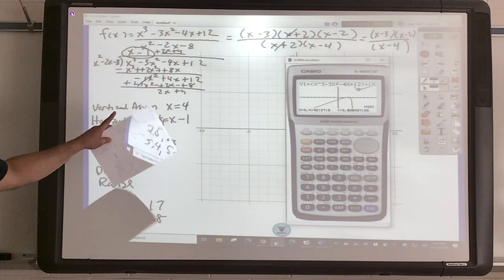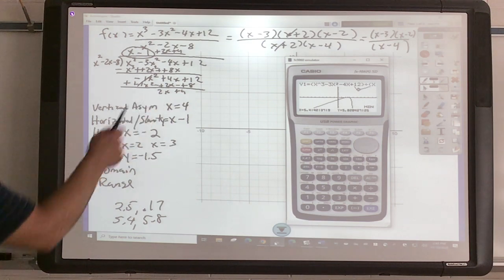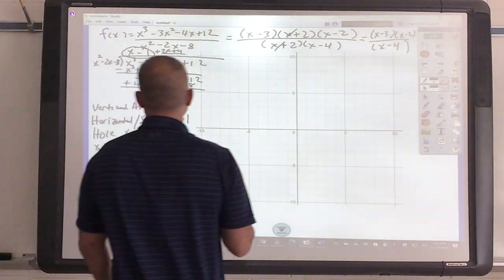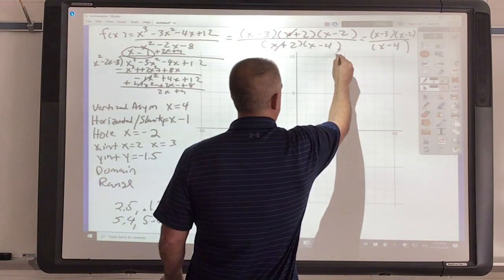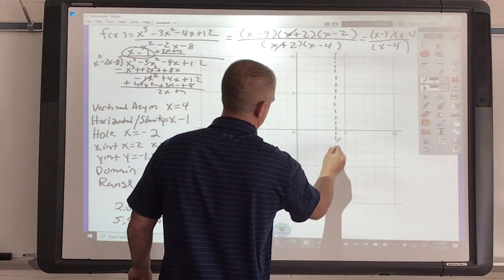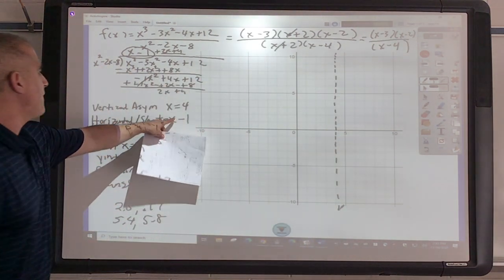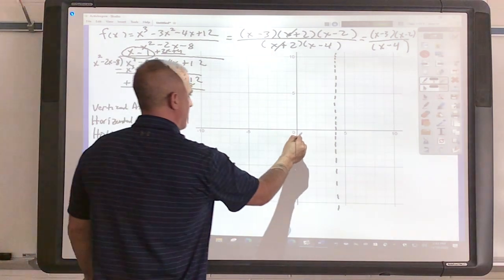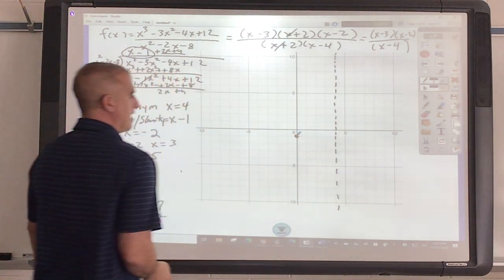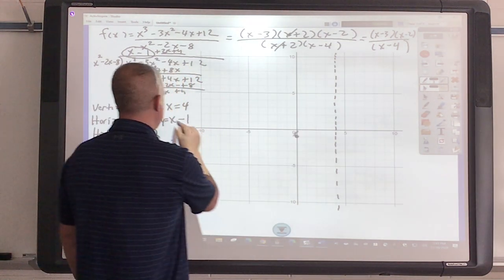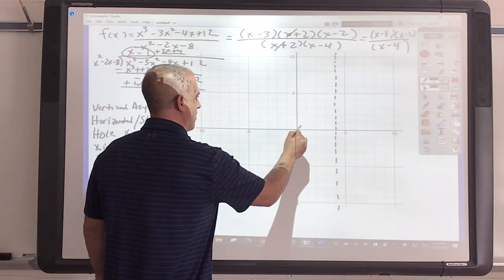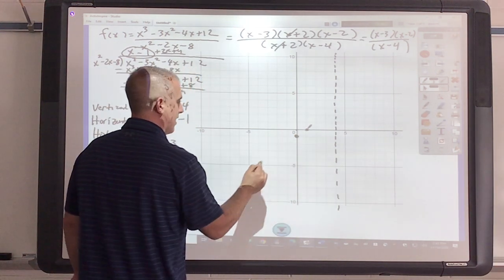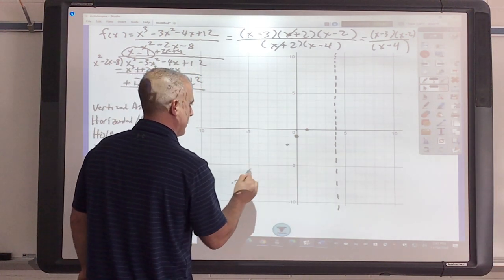So I'm going to go ahead and plot some of this stuff, and I'm going to leave this graph up. A vertical asymptote at 4, that would be here. How would I graph y equals x minus 1? That would be a y-intercept of -1, a slope of 1. So I'm going up 1 over 1. And so what this would look like is this.